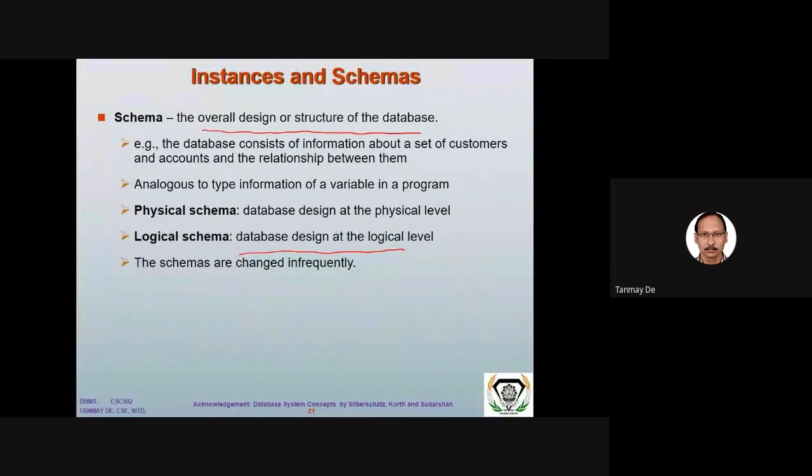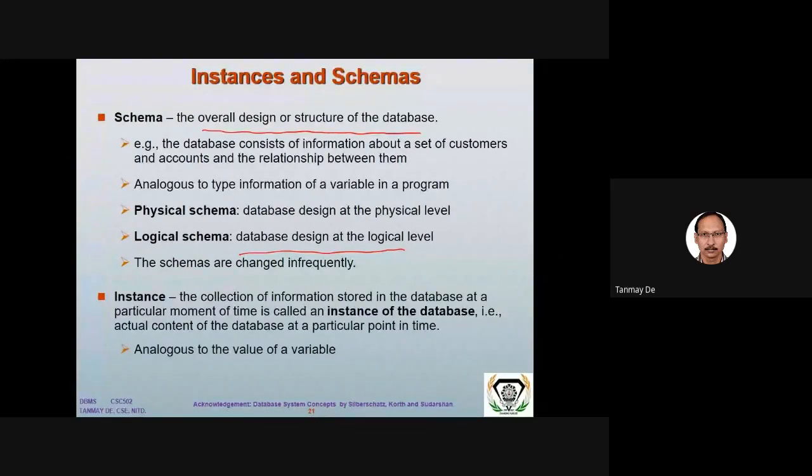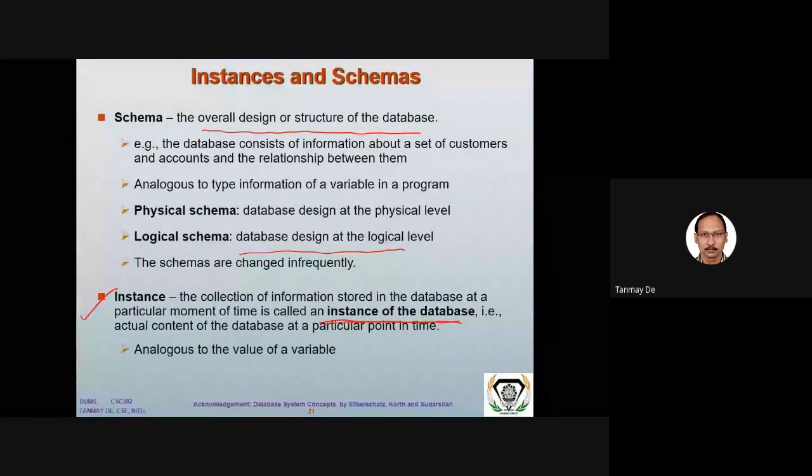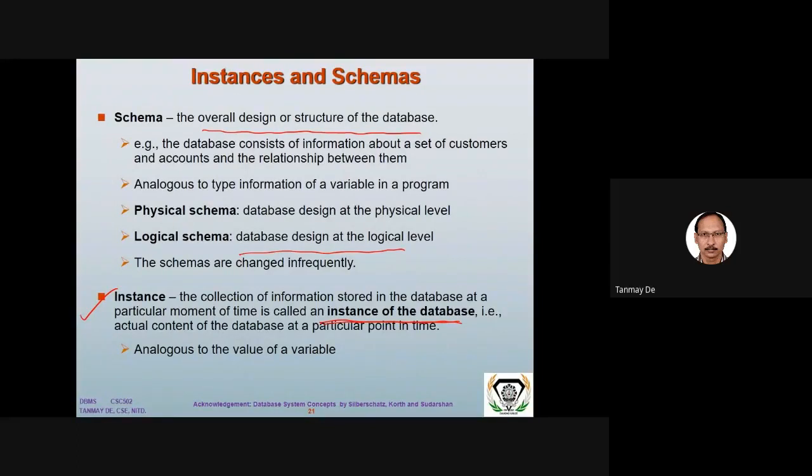But an instance is different. What is an instance? Instance is the collection of information stored in the database at a particular instant, a particular moment of time. That is, at a particular point, whatever information is stored in the database is called the instance of the database. Is it clear? The instance of the database means the actual content of the database at a particular point of time.